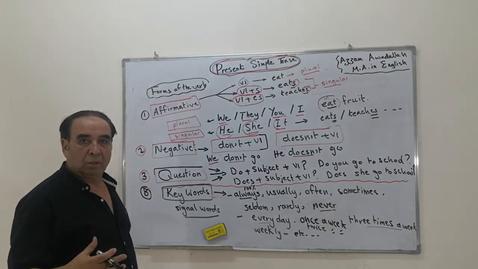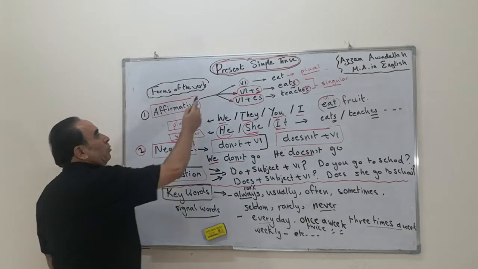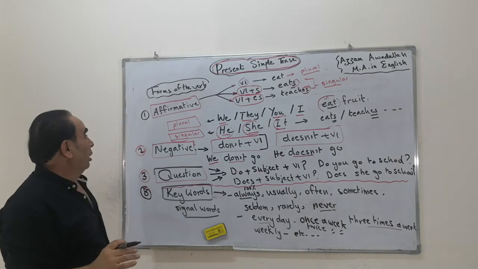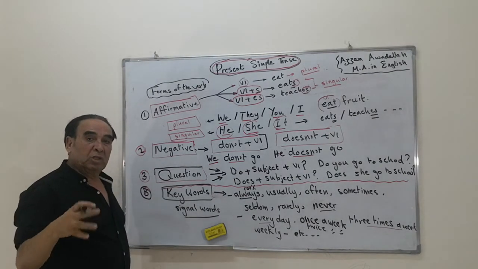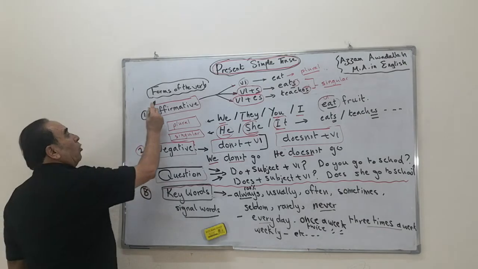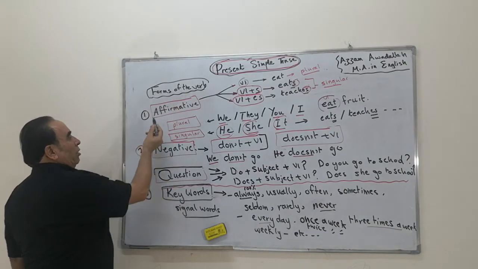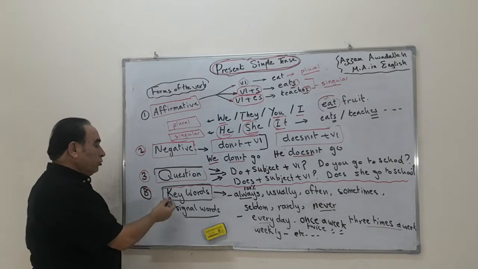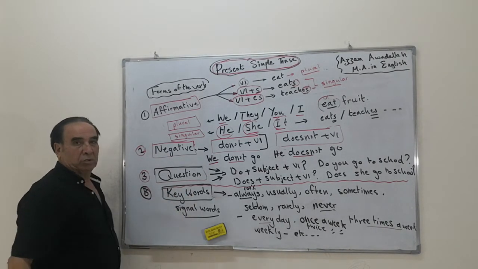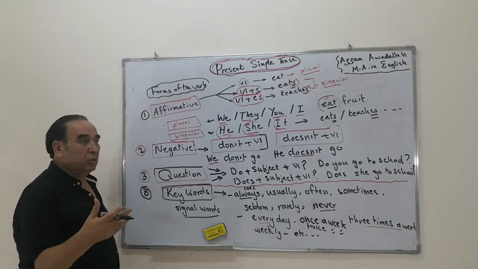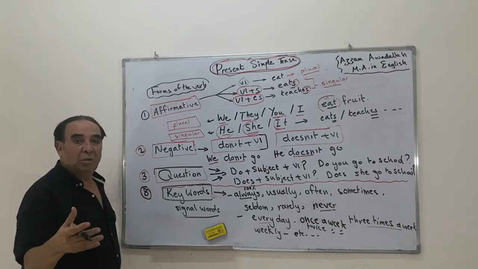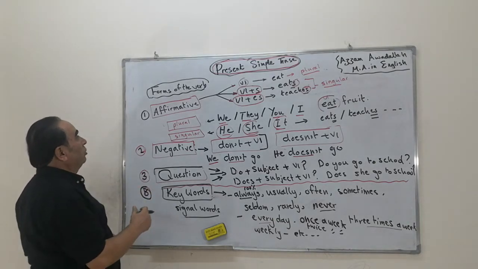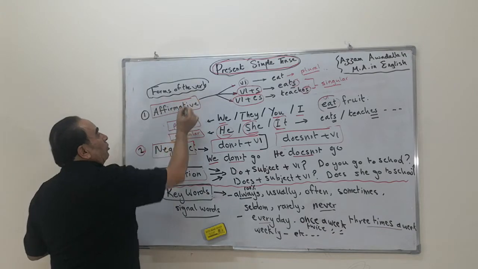Today I'm going to teach you the present simple tense. Well, we have to discuss the forms of the verb. They are affirmative, negative, and question. Then we'll move to the keywords or signal words. Then after that, we'll move to examples. So let's get started and begin with the forms of the verb.